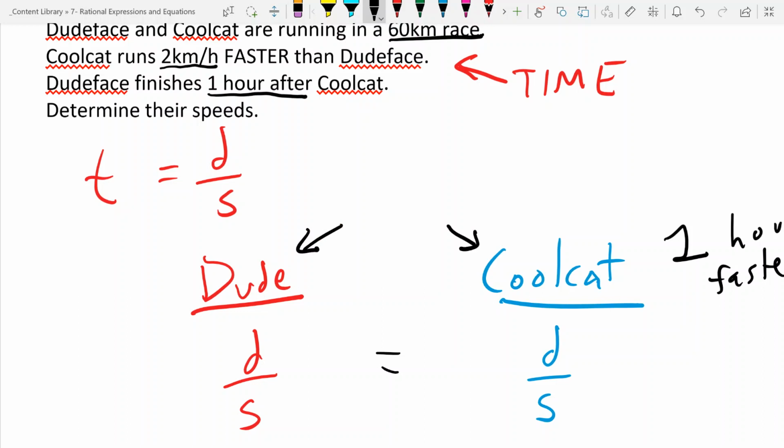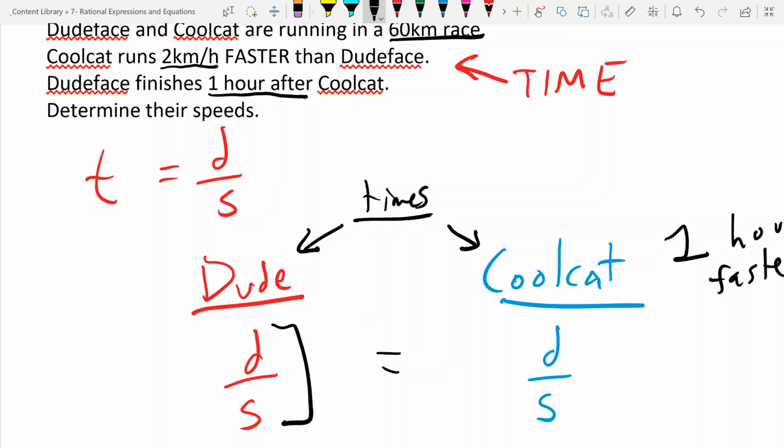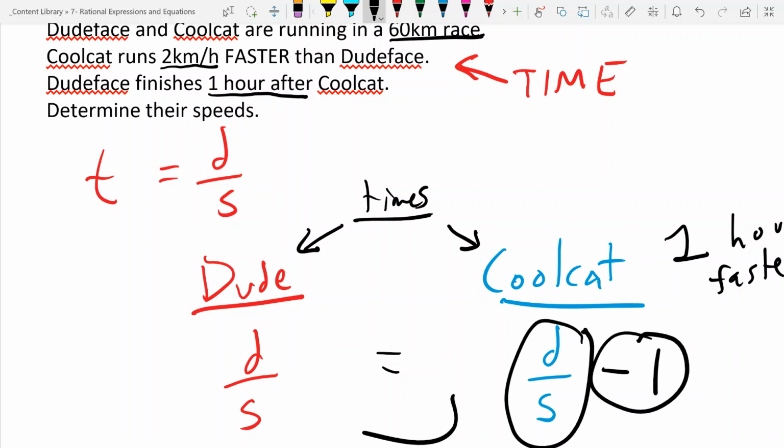So I know that when I'm comparing their times, Cool Cat was 1 hour faster, right? So like let's say that Dude Face did it in 10, Cool Cat would do it in 10 plus 1. Sorry, 10 minus 1 because it was faster. So in this case, I'm just going to leave it. Dude Face's speed is like this. Cool Cat's is like this. But I'm just going to put a big minus 1, which means his total time minus 1 hour would be the same as Dude Face's.